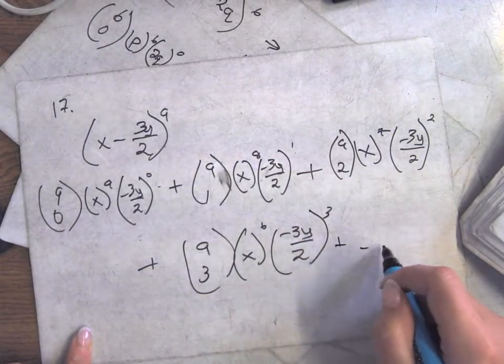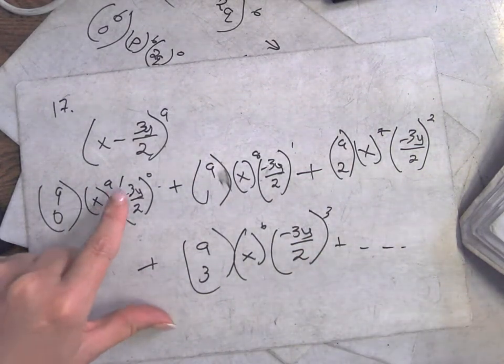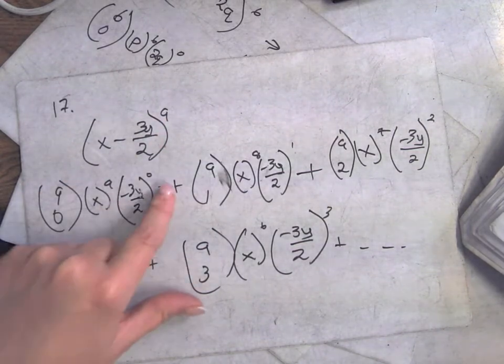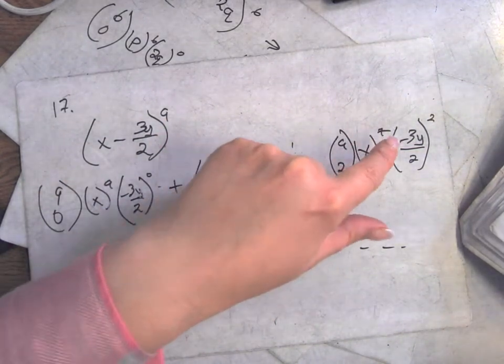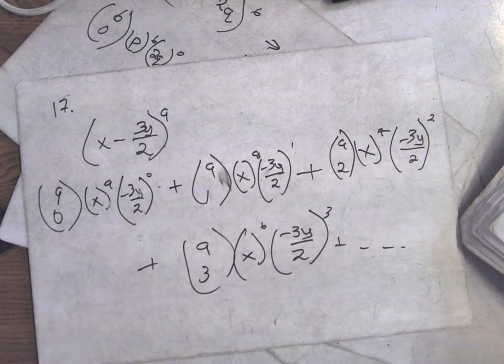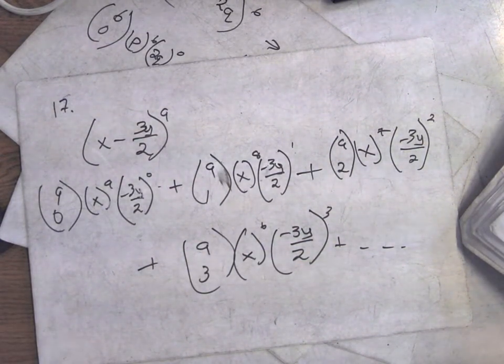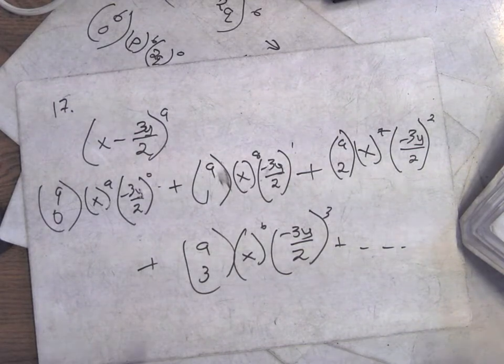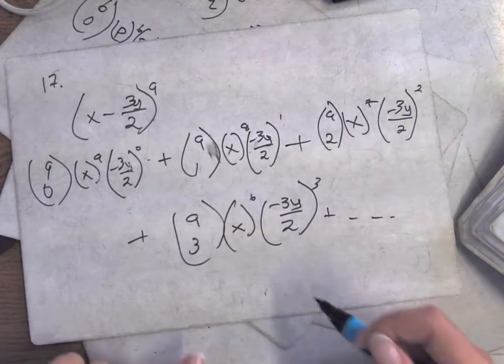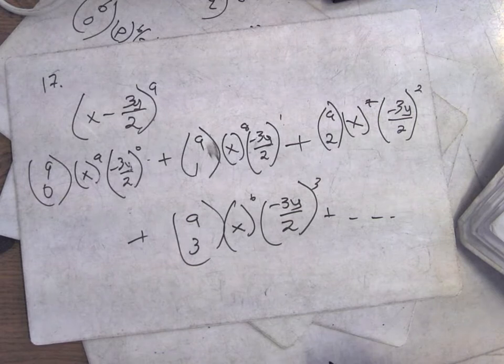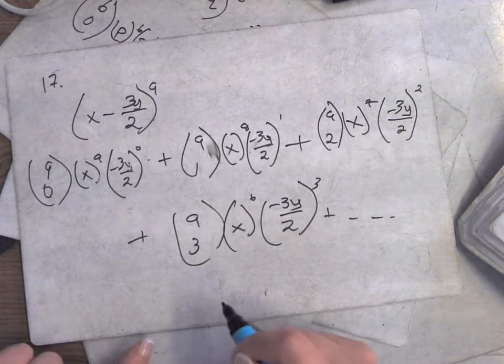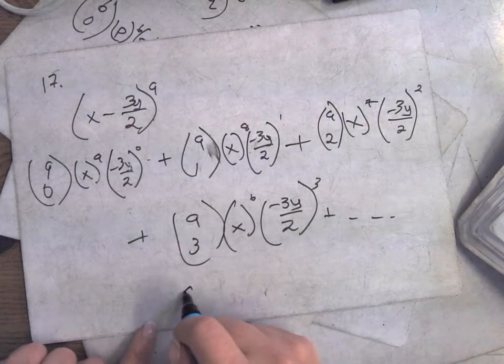Just for yourself, you know these powers, they should add to 9. So 9 and 0 makes 9, 8 and 1 makes 9, 7 and 2 makes 9, 6 and 3 makes 9. Do you know when I did the last one I made a mistake? That's how I knew I was wrong, because it didn't add up to 6. 9 choose 3. 9 by 8 by 7 divided by 3 by 2 by 1. 8, thank you.